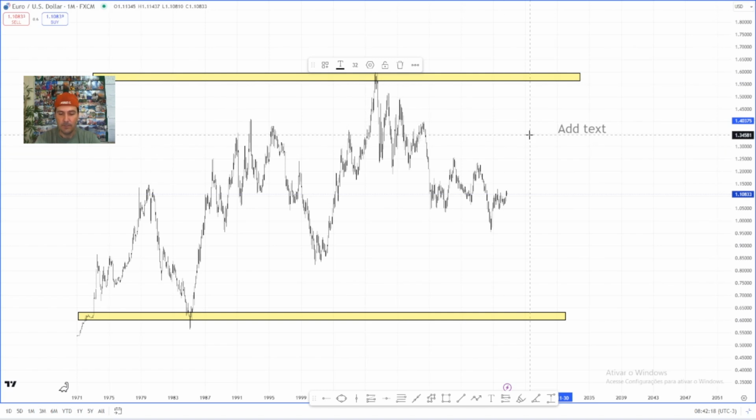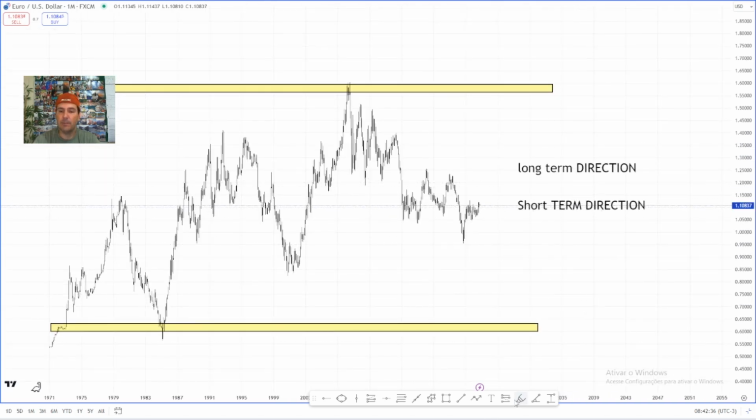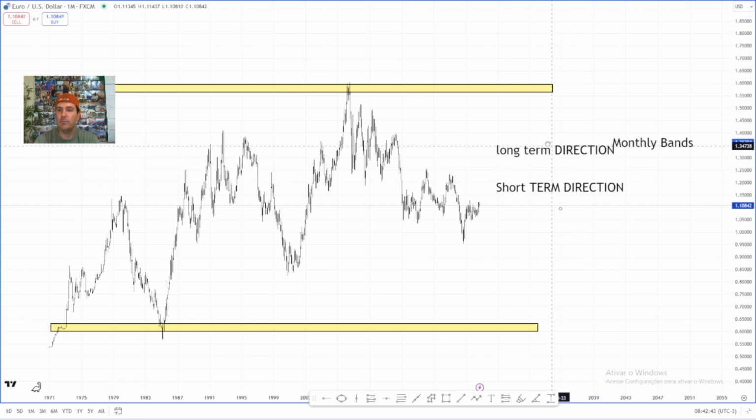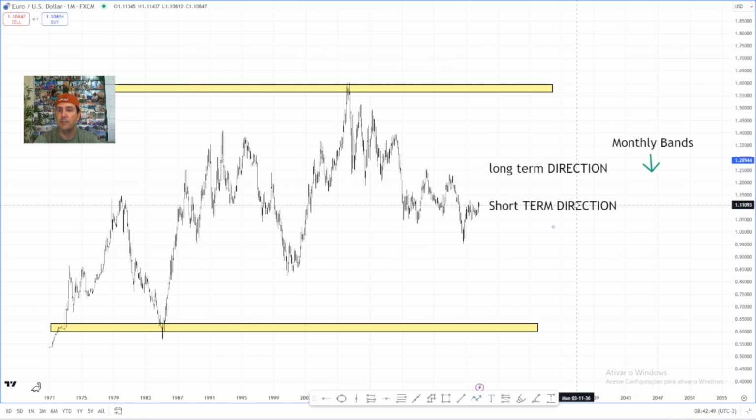We're going to write long-term direction, and we're going to have short-term direction. Long-term direction, short-term direction. Talking about the monthly bands, the long-term direction is, as you said correctly, down. We're going to do something like this.